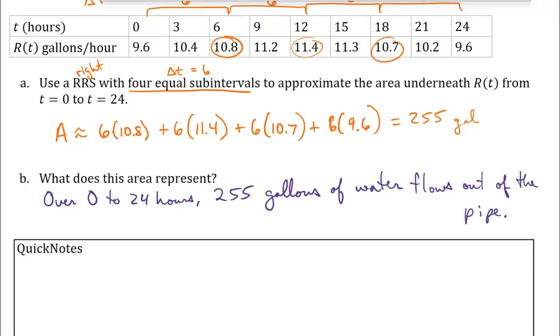Flows out of the pipe. Okay, so I have my context, which is the water flowing out of the pipe. I have my units, which is gallons here and hours here. I have my number, which is 255, and I have my time unit.